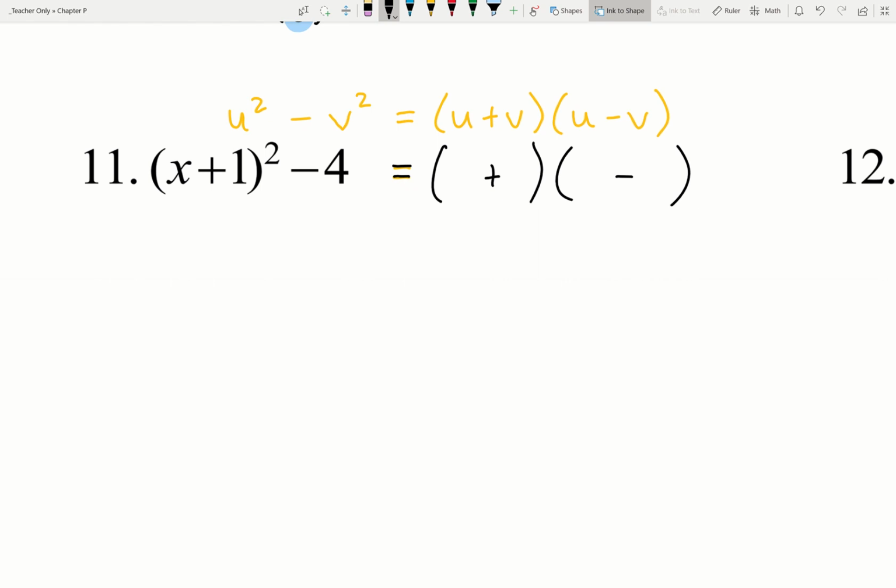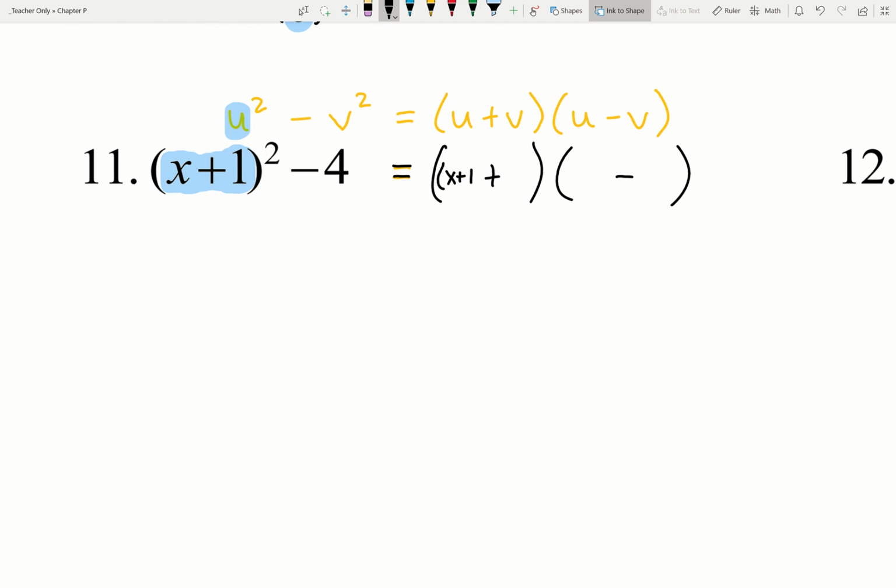Okay, so u plus v times u minus v. Here we go. Okay, so what am I squaring to get u here? Well, again, we're going to start to throw some of these curveballs at you where we're throwing binomials in the mix where we're used to having single variables or monomials, right? So it's the binomial x plus 1 that's playing the role of u here. So I'm going to go ahead and write that in.